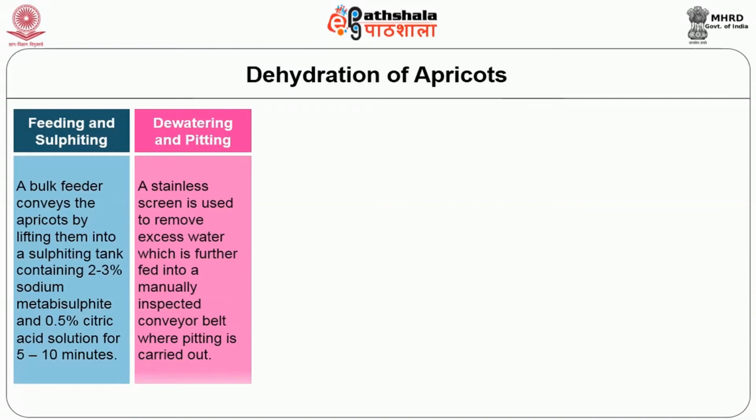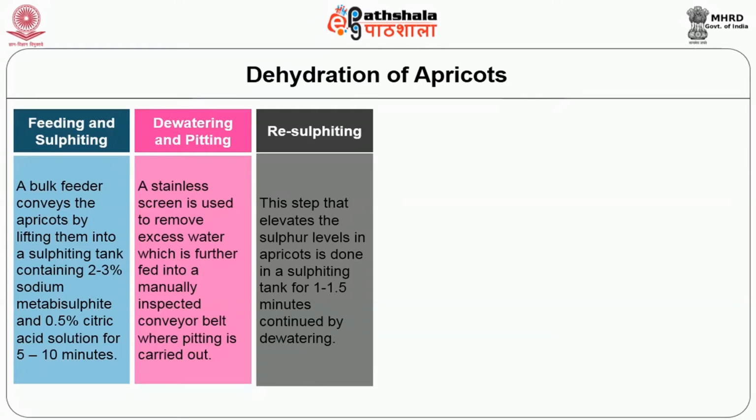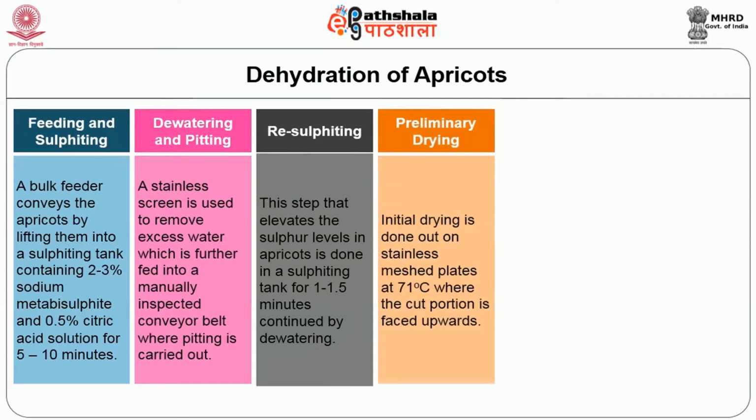The next step is dewatering and pitting, where a stainless steel screen is used to remove the excess water, and the apricots are further fed into a manually inspected conveyor belt where pitting is carried out. The next step of resulfiting elevates the sulfur levels in apricots in a sulfiting tank for 1 to 1.5 minutes, continued by dewatering. Next comes the preliminary drying, where initial drying is done on stainless meshed plates at 71 degrees centigrade, with the cut portion faced upwards.